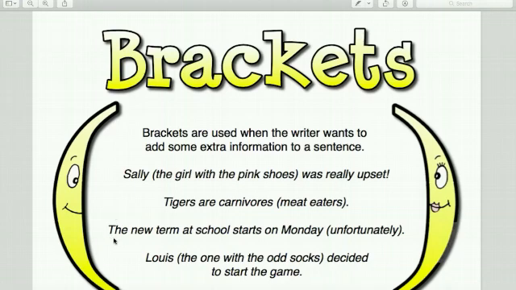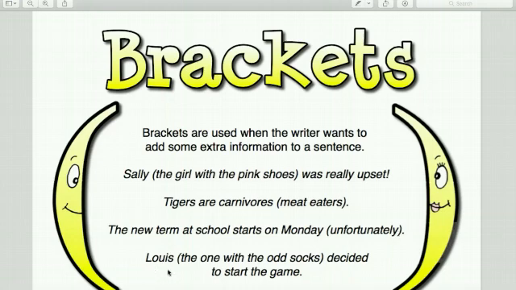Okay, let's look at this one down here. The new term at school (starts on Monday), and we've got these brackets here again, unfortunately. So somebody doesn't feel very happy about the new term starting on Monday. That bit of information isn't really needed.